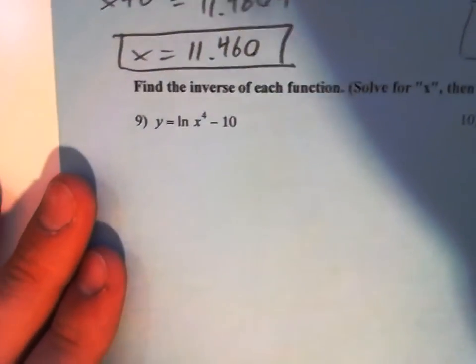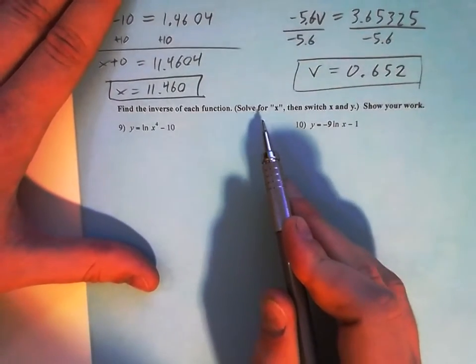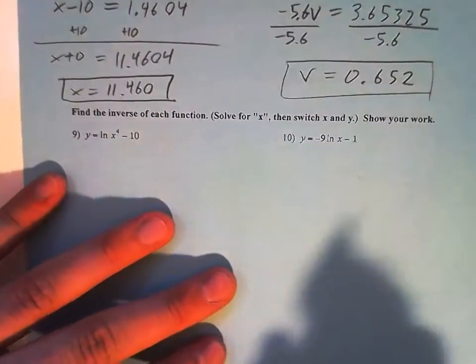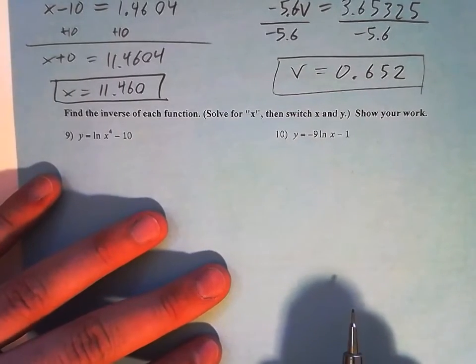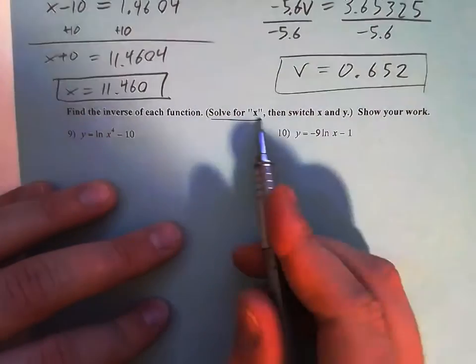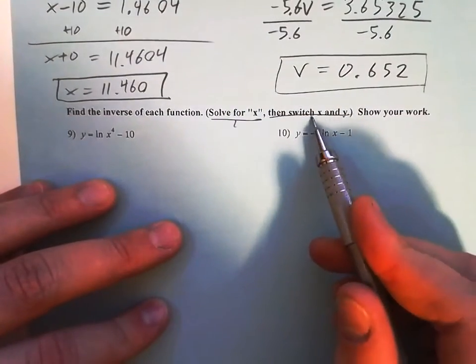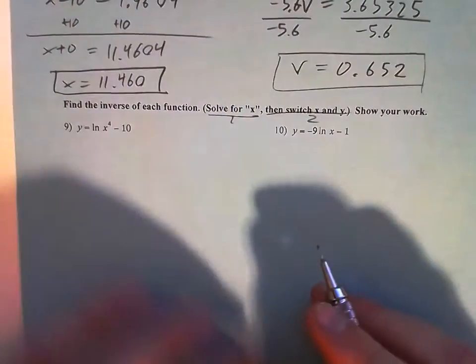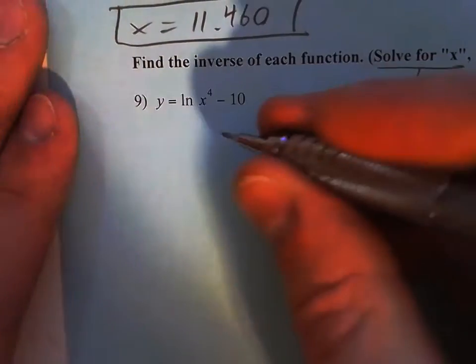Now let's continue to number 9. Okay, it tells you in the instructions exactly what to do. Solve for x, then switch x and y. Okay, step 1, solve for x. Step 2, switch x and y. Okay, let's do number 9. Solve for x. That means get x by itself.